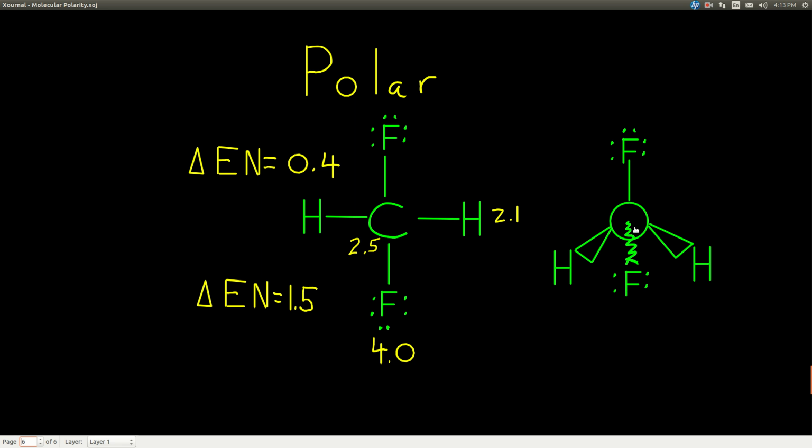See, this is 109 degrees here, right? So the pole here by the fluorine is not going to balance the pole here by this fluorine, and hydrogen, the carbon-hydrogen bond, the difference is 0.4. That's a non-polar bond. So the poles do not cancel. This is a polar molecule.